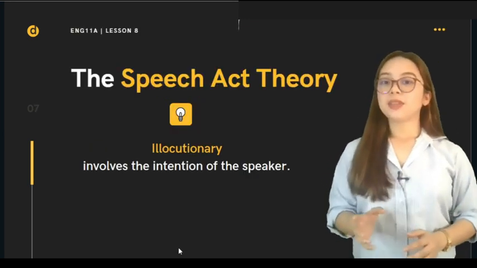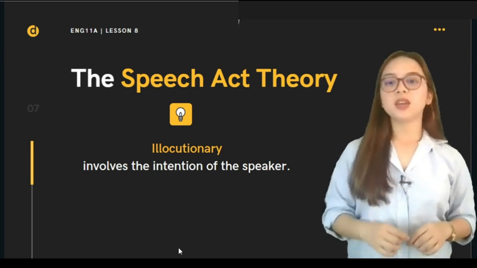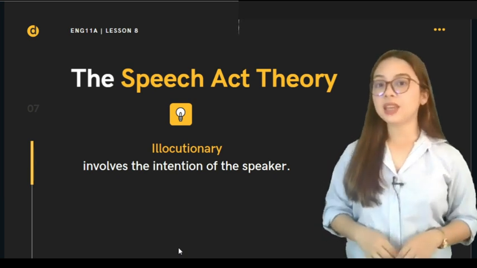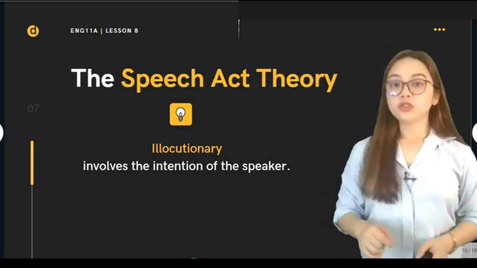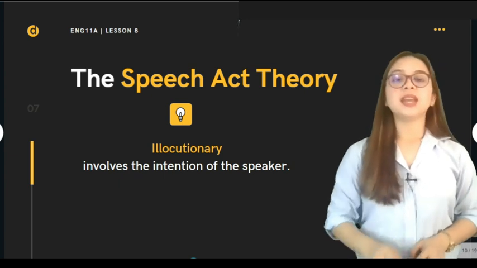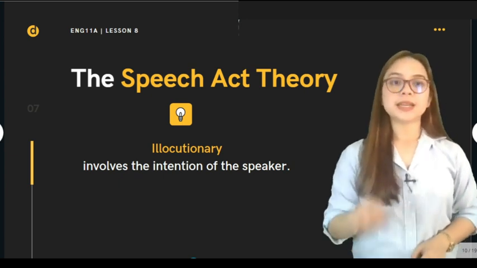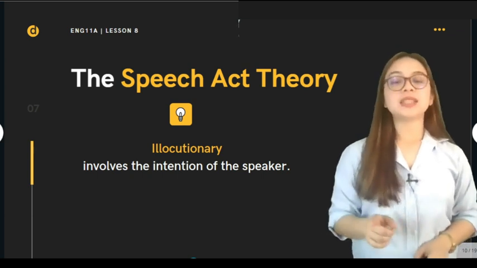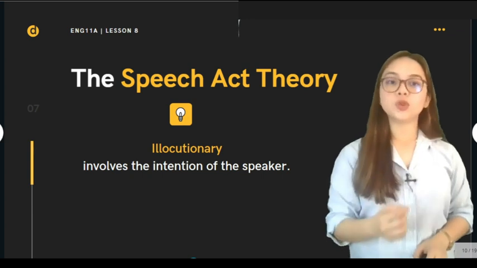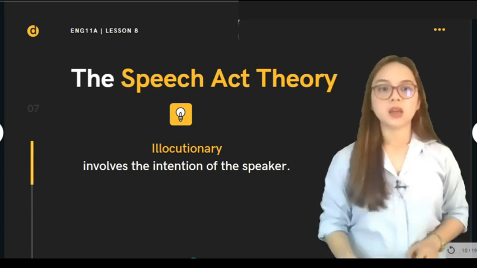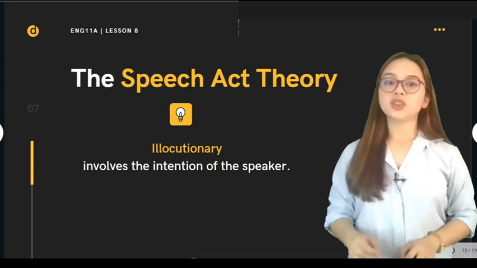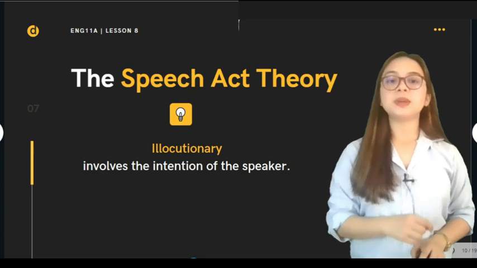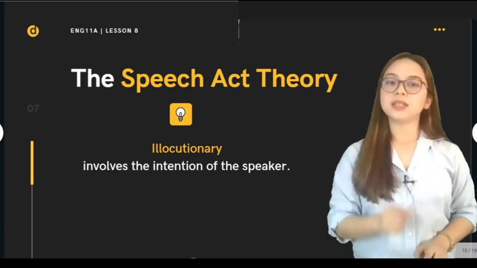The next speech act theory is illocutionary. Here, the intention of the speaker is already involved within the statement that he or she is saying. The illocutionary act is performed via the communicative force of an utterance such as promising, apologizing, and offering. This act is also called the act of doing something in saying something. The most significant level of action in a speech act is the illocutionary act because the force that has been desired by the speakers determines this act.